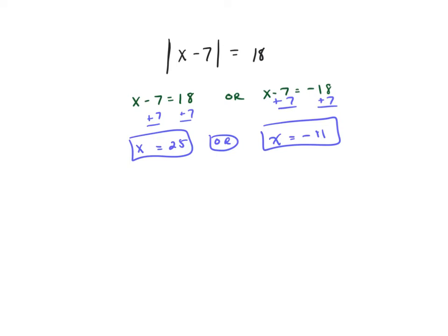And both of those, if x is at 25, you'd be 18 away from 0. If x is at negative 11, I'm sorry, I should rephrase that. If x is 25, then x minus 7 will give you 18, which is 18 units away from 0. If x is negative 11, then negative 11 minus 7 is negative 18, which is 18 away from 0.